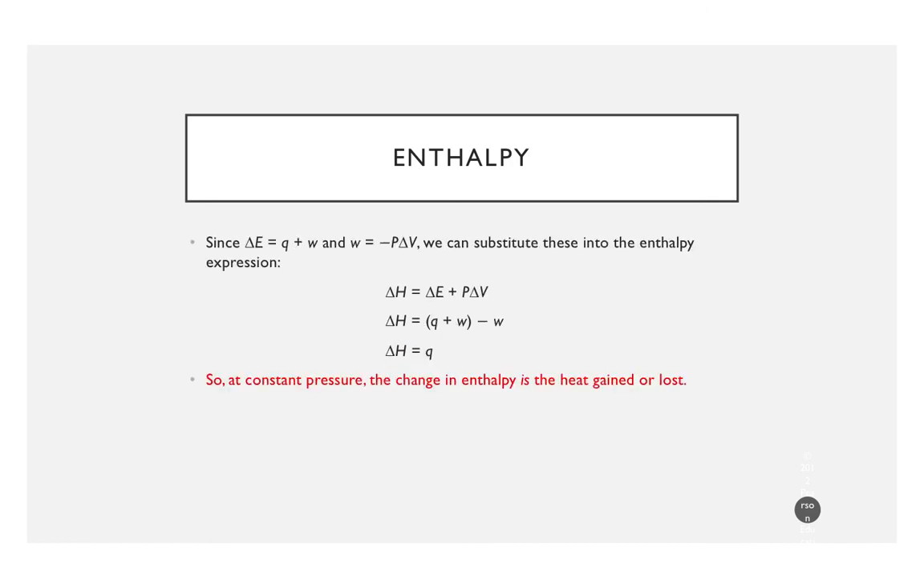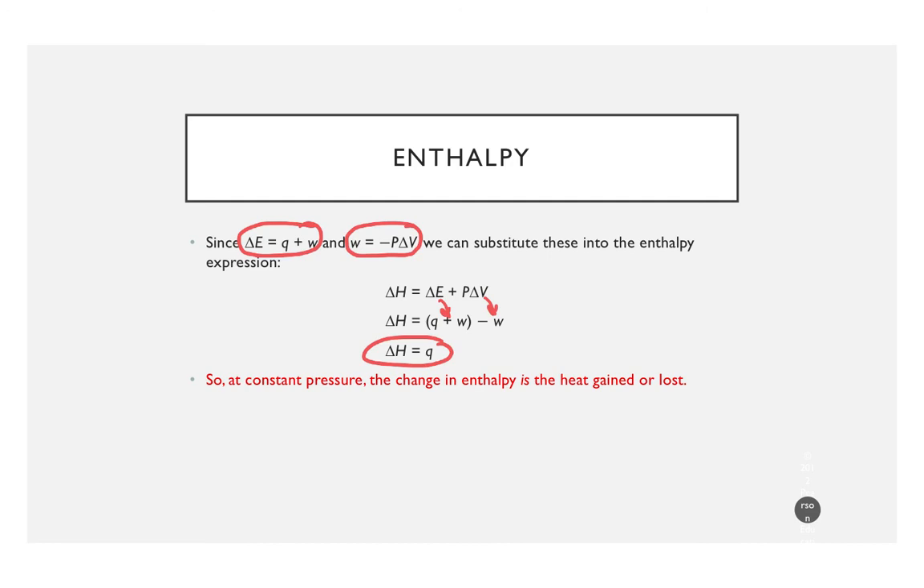Since, as we established earlier in this lecture, the change in energy is equal to heat plus work, and we know that work in this kind of system equals the pressure-volume work, negative P delta V, we can substitute these into the enthalpy expression. So delta E becomes Q plus W, and P delta V becomes negative W, and in this particular case, we end up with the change in enthalpy being equal to the heat.